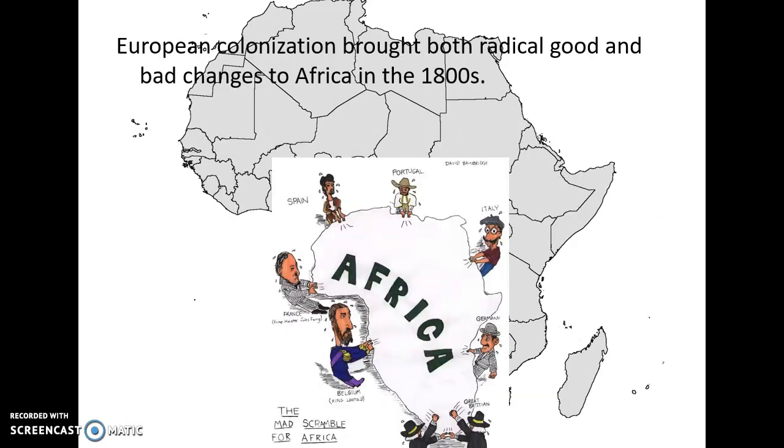European colonization brought both radical good and bad changes to Africa in the 1800s. The people now have a mixture of African and Western ways. The cities have both markets and department stores. While villages lack electricity and plumbing, cities have modern hospitals, schools, industries, homes, and entertainment.